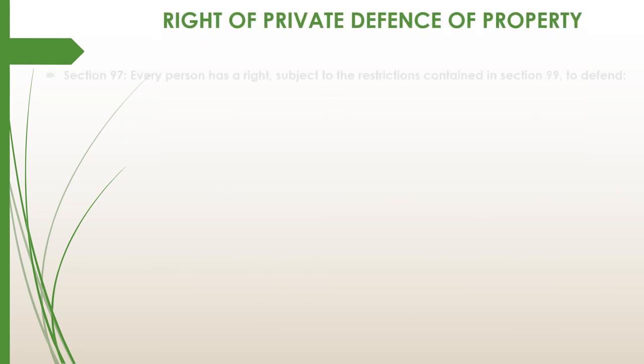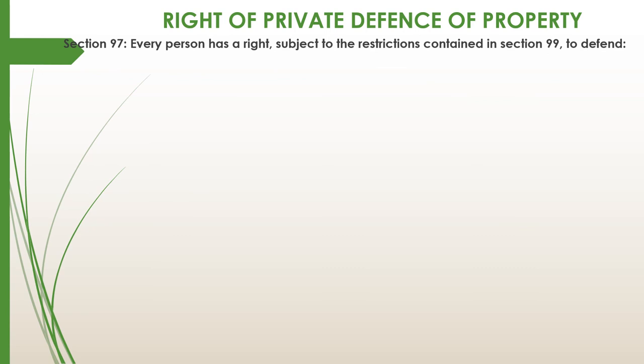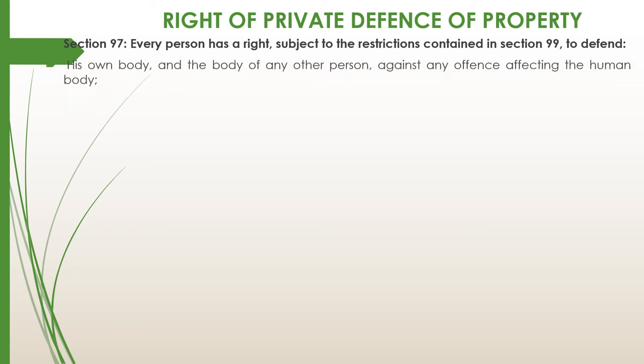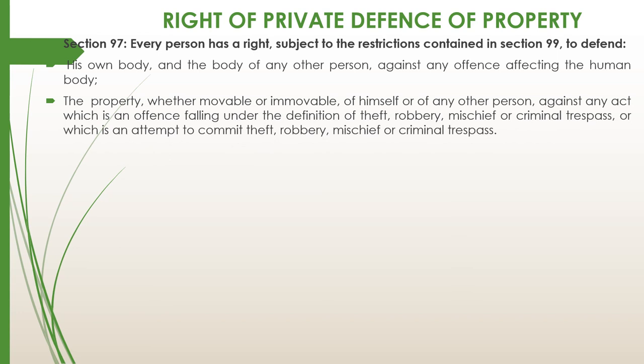Next is the right of private defense of property. Section 97 says that every person has a right, subject to the restrictions contained in Section 99, to defend his own body and the body of any other person against any offense affecting the human body, and the property, whether movable or immovable, of himself or of any other person against any act which is an offense falling under the definition of theft, robbery, mischief, or criminal trespass, or which is an attempt to commit theft, robbery, mischief, or criminal trespass.